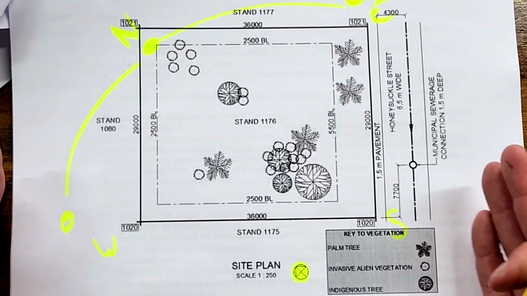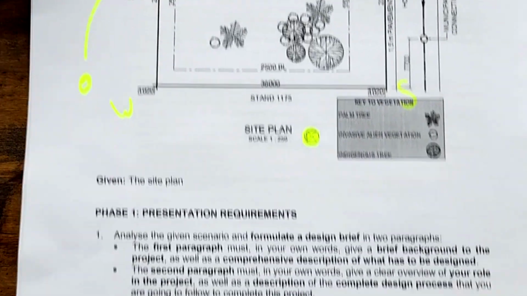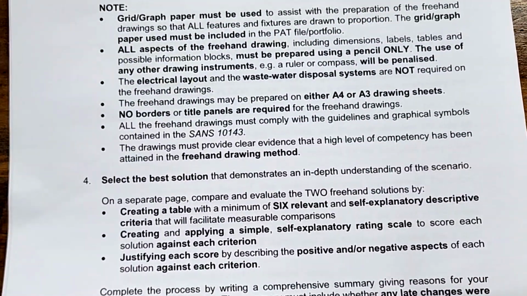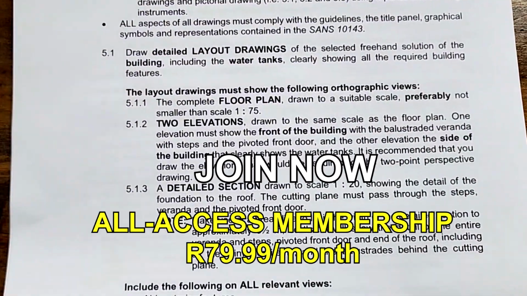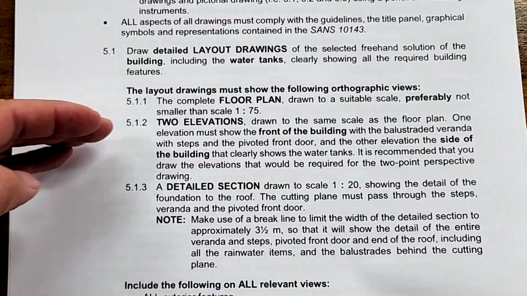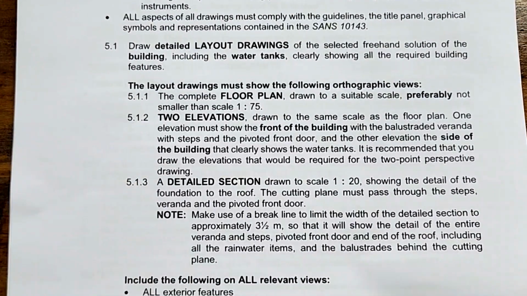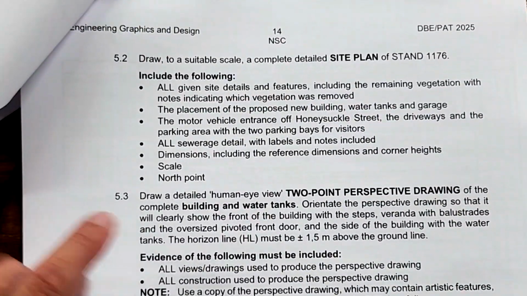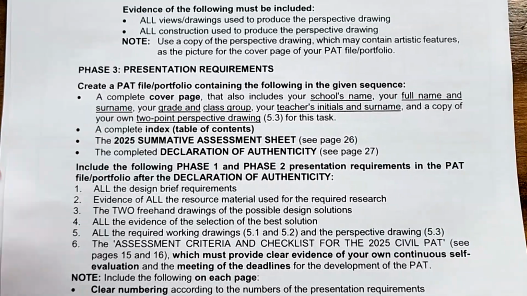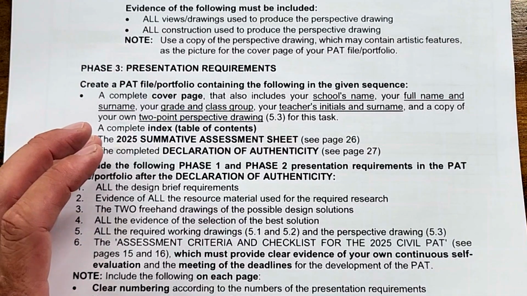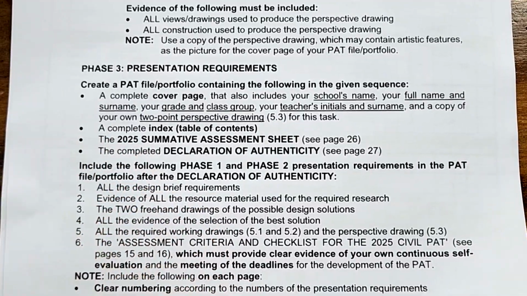So a lot said. In my further videos, I'll really zoom in on the actual presentation requirements, which we will go through step by step. You'll know exactly what is required all the way. If we look to the floor plans, the 2 elevations here, the detailed section, we look at that. We look also at the site plan, the 2-point perspective, and lastly, the presentation requirements and how you need to put everything together in sequence for your final submission.